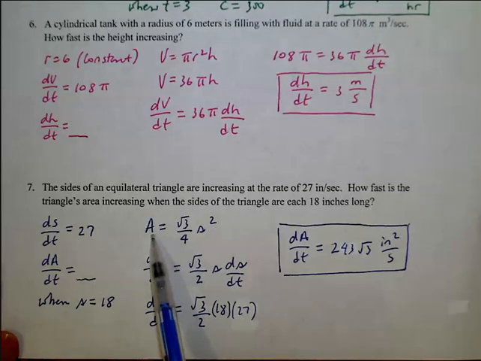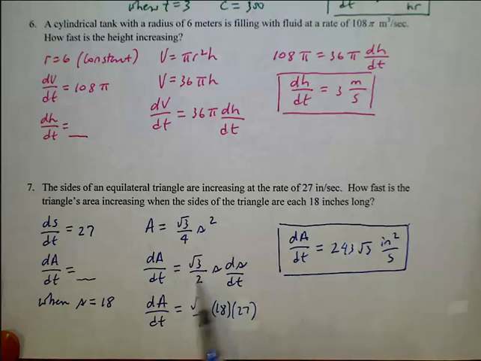So taking this derivative, I have dA/dt is equal to, bring down the 2, so that's square root of 3 over 2 times s times ds/dt. So then dA/dt is equal to the square root of 3 over 2, and s is going to be 18, and ds/dt is 27. So putting all of that together, I get dA/dt is equal to 243 times the square root of 3, and for area it would be square inches, and for time it's going to be seconds.